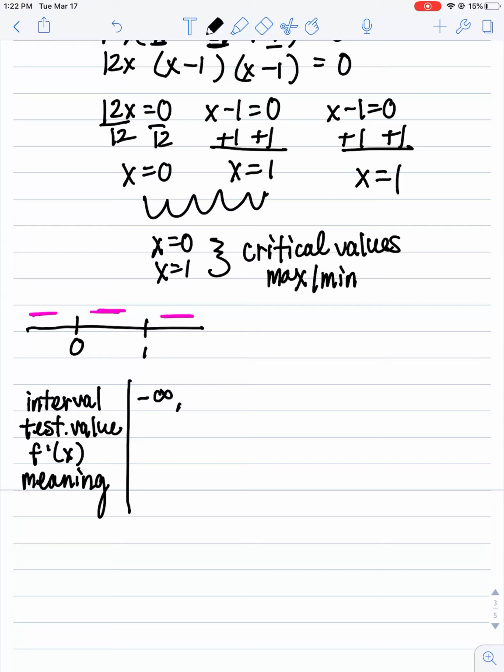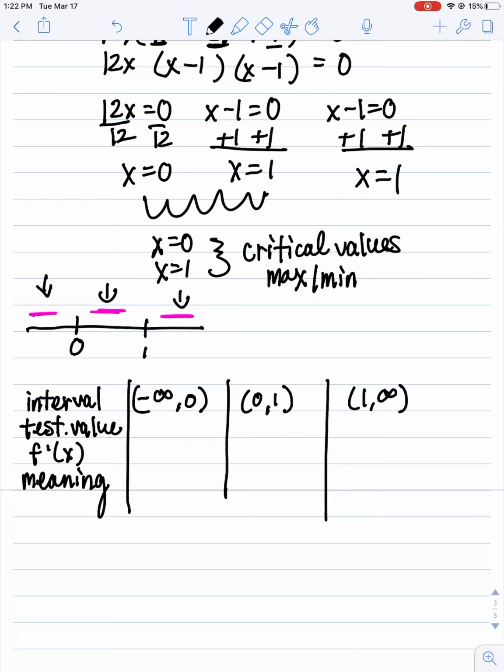And so my first interval is -infinity to 0. My second interval right here is 0 to 1. And my third interval here is 1 to infinity. What's the number in between -infinity and 0? -1 is in there. There is no integer in between 0 and 1, so you're going to have to pick a decimal, heaven forbid. I'm going to plug in 0.5. And then what's the number between 1 and infinity? 2. And where are we plugging these numbers into? We're plugging them into the first derivative.